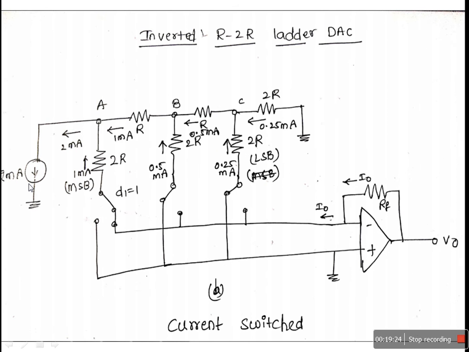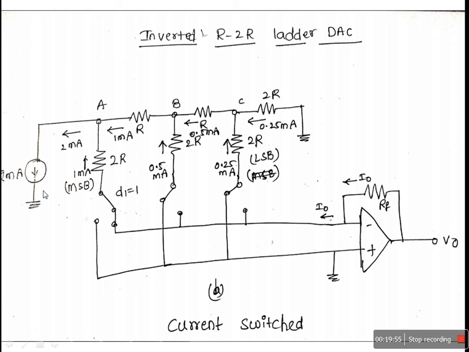So why are we going for the inverted R to 2R ladder network? Because if we are using the R to 2R ladder network, the power consumption is more, and the voltage drop across the resistors is more whenever the number of bits increases. If the number of bits increases, we are adding more R and 2R sections, and the voltage drop across the resistors also increases accordingly.